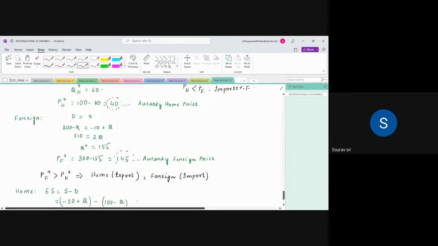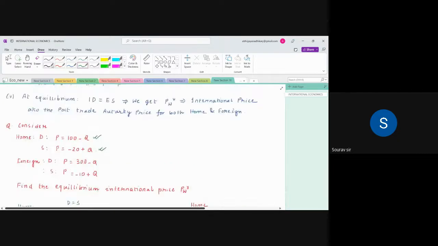Correct? This was what it is. And this one, just one more thing that we can do directly, since we have to find out the equilibrium price. What would be the export supply? It is the amount of good that is supplied minus the demand for the good.